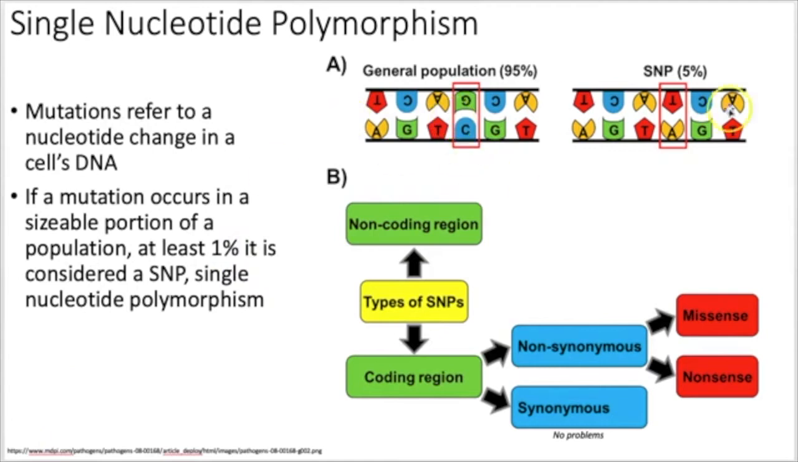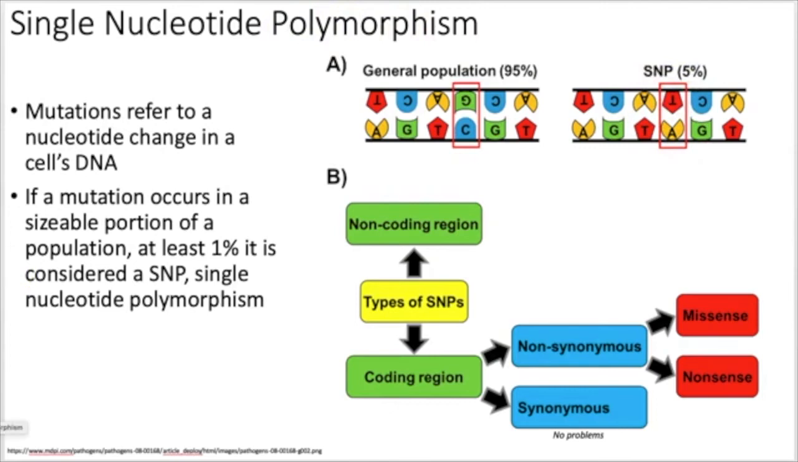I like this chart a lot. Let's say you have a cytosine and a guanine matched up in your DNA. 95% of the population has that. If we have a SNP in 5% of the people, maybe that's different. So now it's an adenine and a thymine. So it's a one nucleotide location. A single nucleotide. Poly, meaning multiple, morphism, so it's like different. So at one location, we have a different nucleotide. That's a single nucleotide polymorphism.